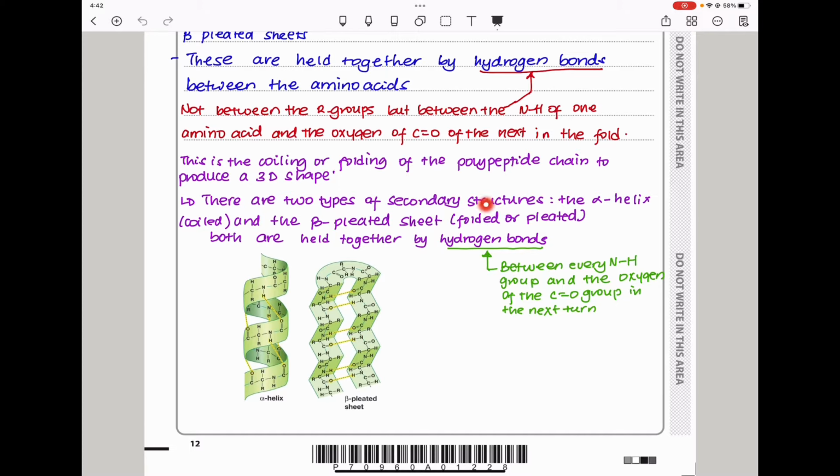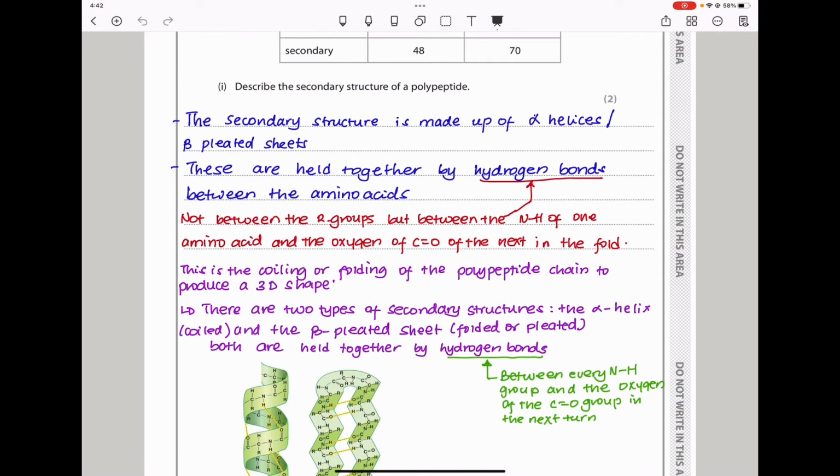There are 2 types of secondary structures, the alpha helix, which is coiled, and the beta pleated sheets, which is folded or pleated. Both are held together by hydrogen bonds. These hydrogen bonds are between the NH group of one amino acid and the oxygen of the carbon-oxygen group in the next turn, meaning as it turns around. I hope this makes sense, and I'll go to the next part.